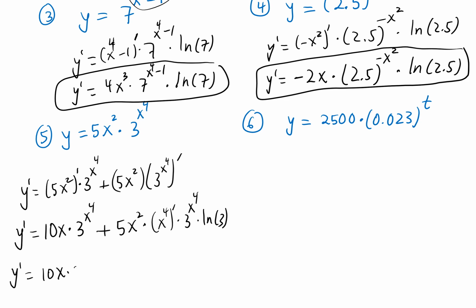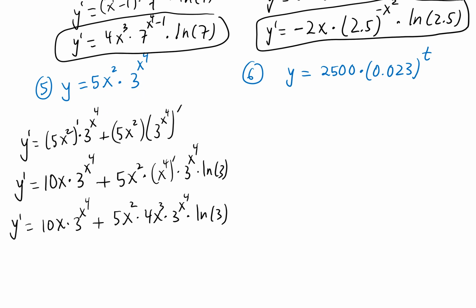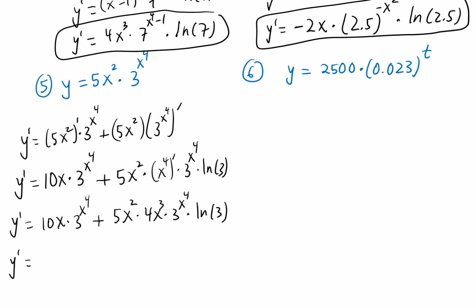Then x times 3 to the x to the fourth plus 5x squared times 4x cubed times 3 to the x to the fourth times natural log of 3. And this stays the same, but this becomes, you can multiply the 5 and the 4, which is 20. 20x to the fifth times 3 to the x to the fourth times natural log of 3.